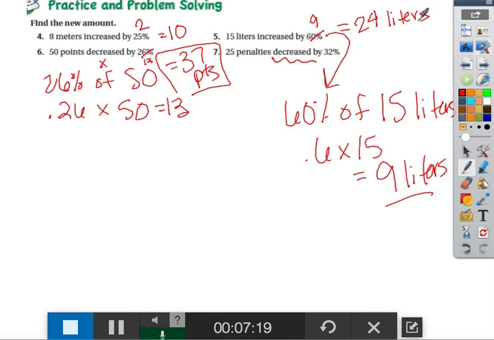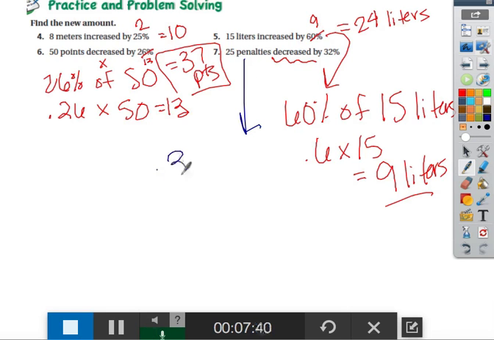Okay. That seems pretty simple. Now, can we try 25 penalties on our own? 25 penalties decreased by 32%. Before you can decrease them, what do we have to know? What is 32% of 25?